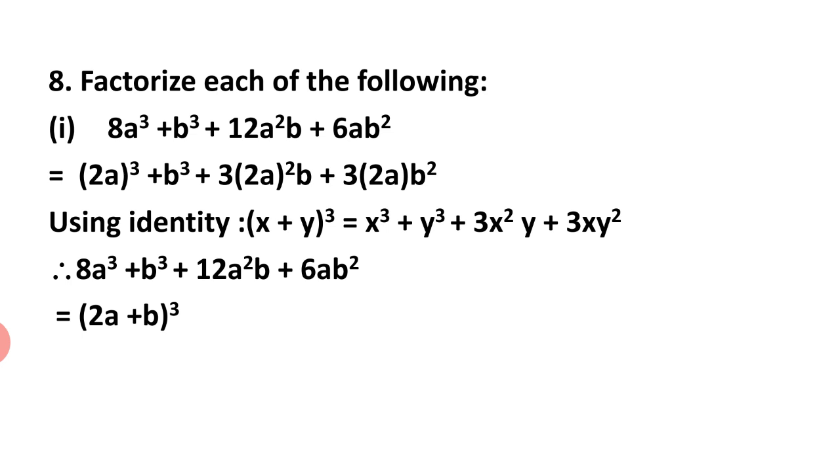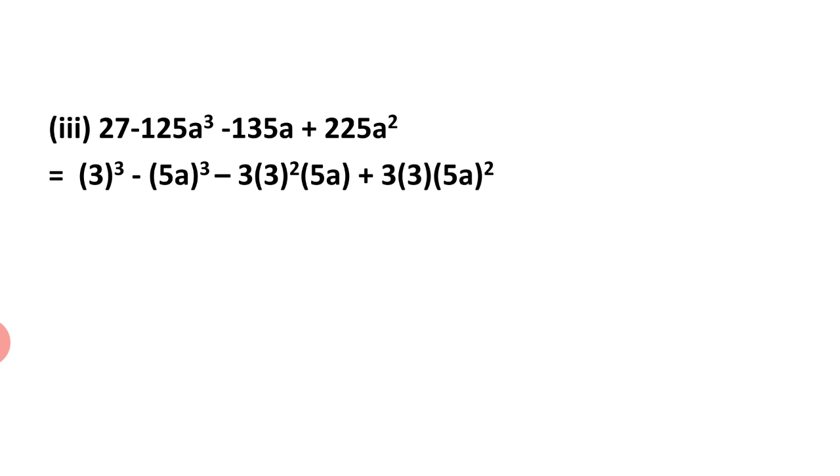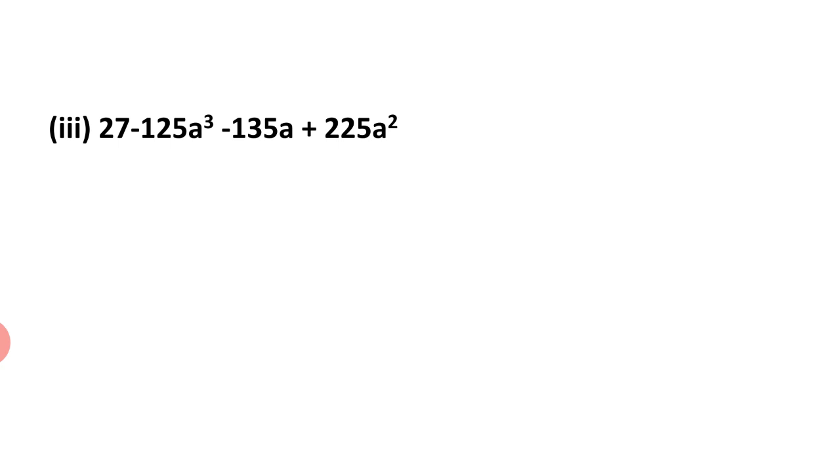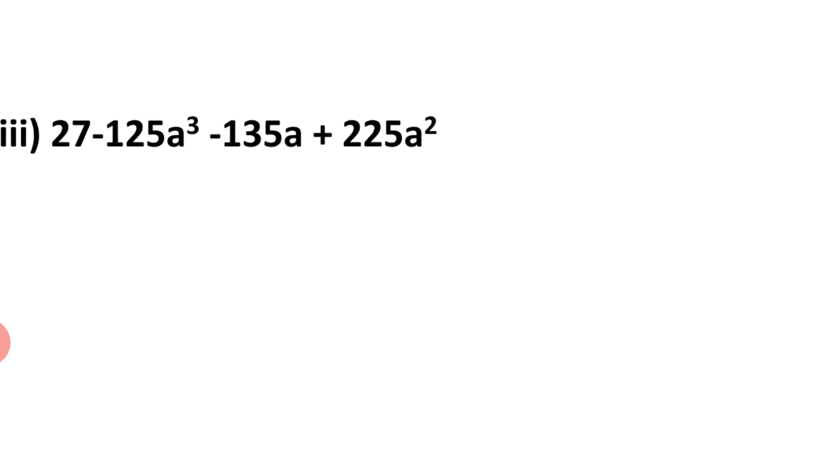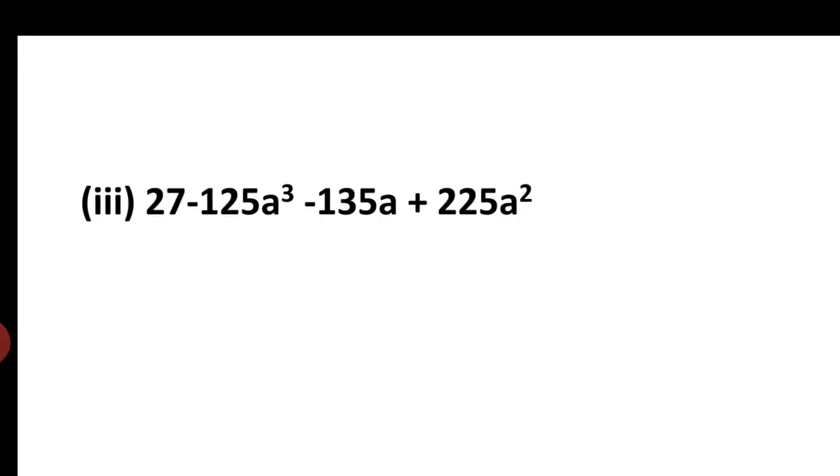So we should identify x and y here by comparing the identity with given expression. Now as factorized, so we will write the answer as twice a plus b into twice a plus b into twice a plus b. Now the next problem is very similar. So in this case, actually there are negative terms, so we will go for x minus y cube, because again there are 4 terms, and if you carefully observe, the first 2 terms are perfect cubes.